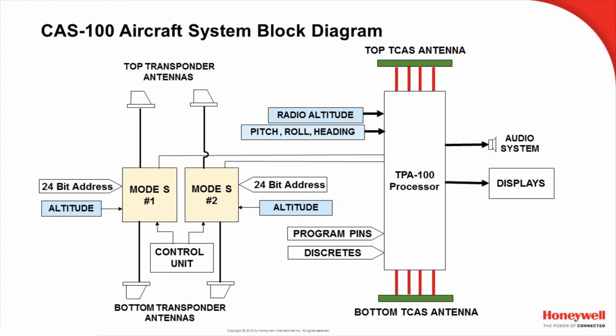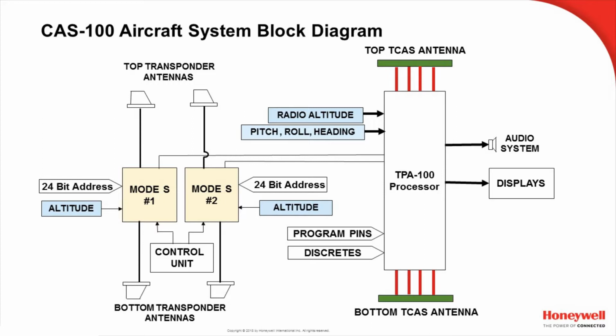Also shown on the inputs is radio altitude. Radio altitude is a fundamental input. It has to be active continually throughout the flight, and any disruption in the radio input signal will cause the TCAS system to fail. And if radio altitude drops out for a moment and comes back on, then TCAS will recover, but we will log a system fault.